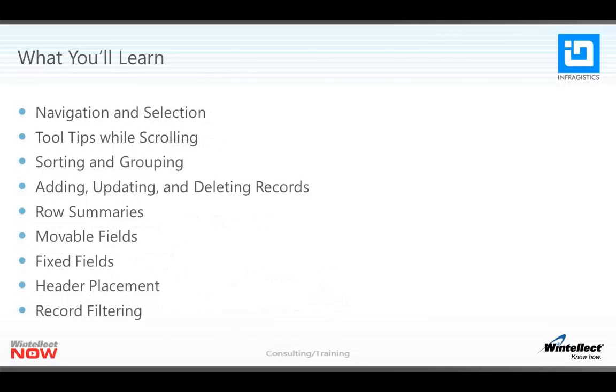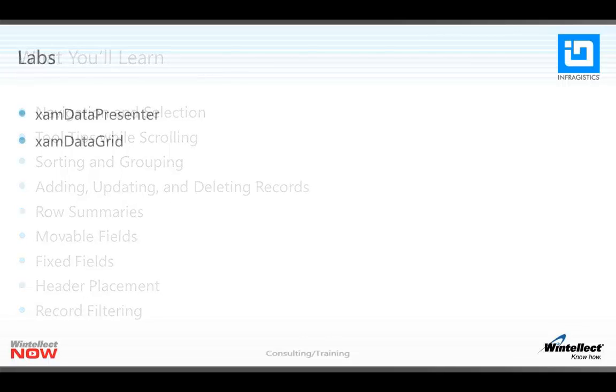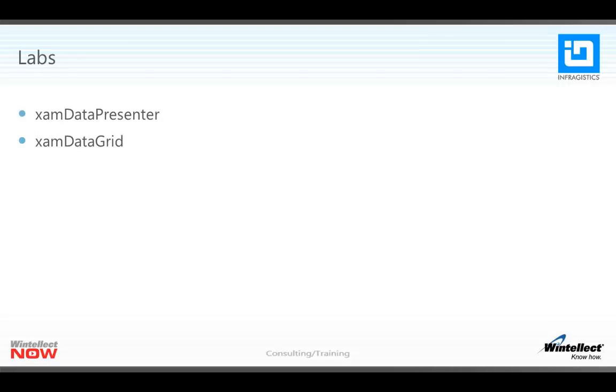Additionally, this chapter will cover navigation and selection, tooltips while scrolling, sorting and grouping, adding, updating, and deleting records, row summaries, movable fields, fixed fields, header placement, and record filtering. This chapter contains 2 labs, one to cover the XAM Data Presenter control, and one to cover the XAM Data Grid.